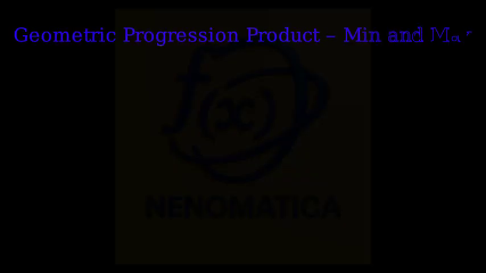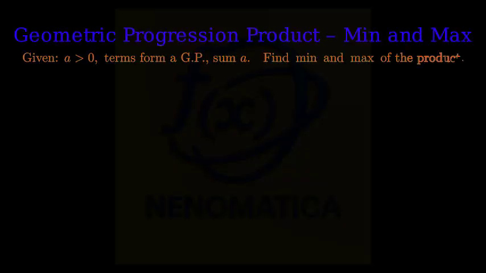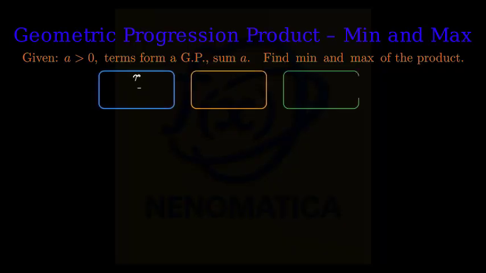Example: 3 numbers form a geometric progression. Their sum equals a, where a is positive. What are the minimum and maximum possible values of the product of the 3 numbers? We model the 3 terms by choosing the middle term as x and the common ratio as q. Then the terms are x over q, x, and qx.